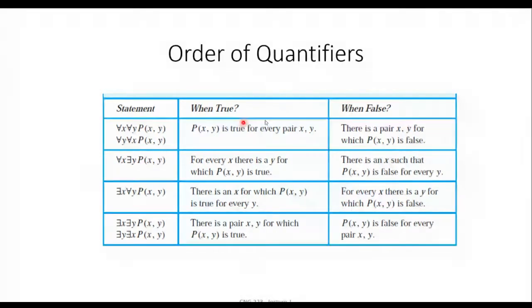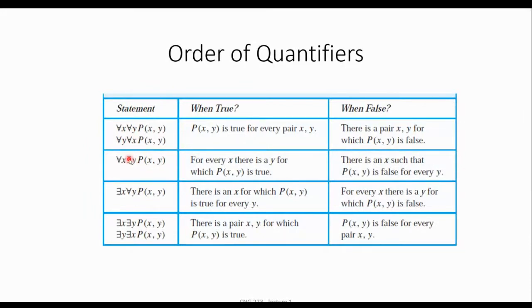But when this is false, it can be proven by using a counterexample. I will show you in proofs how we can do it. So to show that this term is false, it's very easy, because if you find just one example that this function doesn't hold, then that's it. You can say that this term is false.